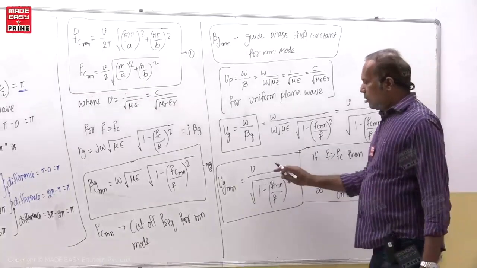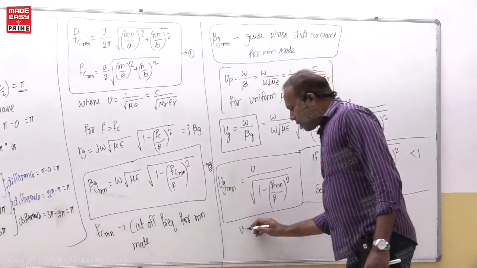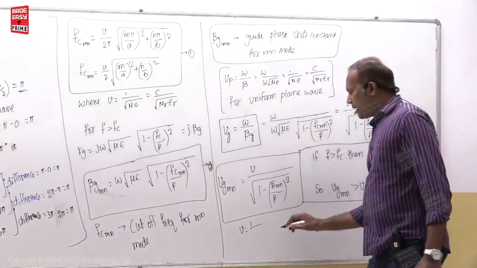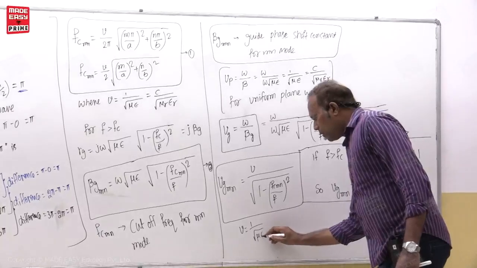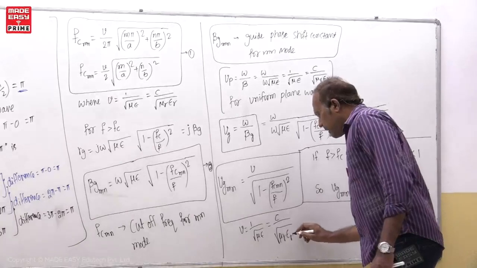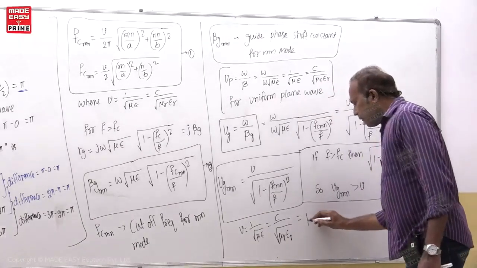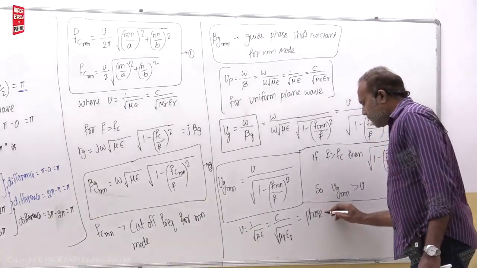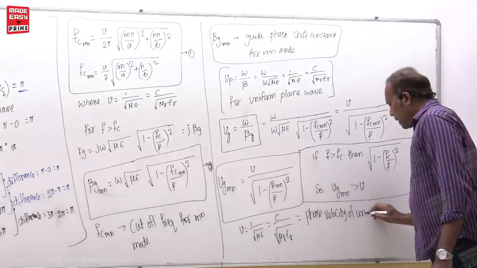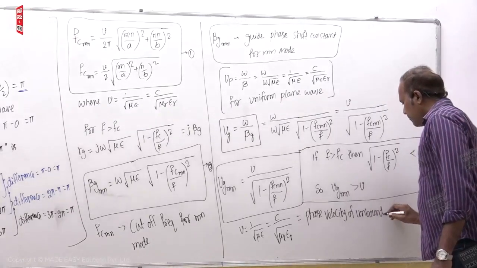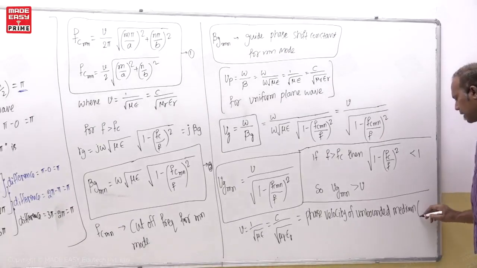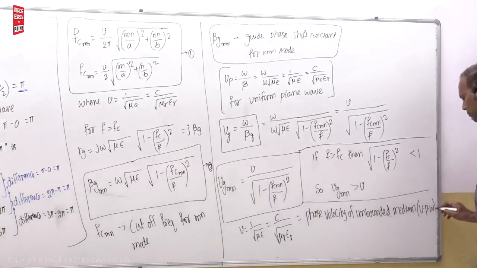Now the important thing is where v is equal to 1 by root mu epsilon, that is equal to c by root mu r epsilon r. This is the phase velocity of unbounded medium. That means uniform plane wave.